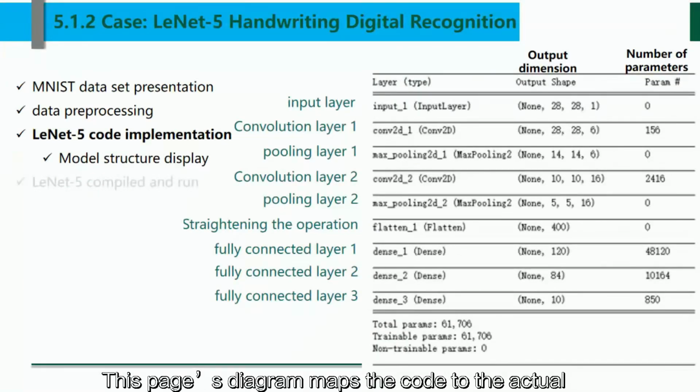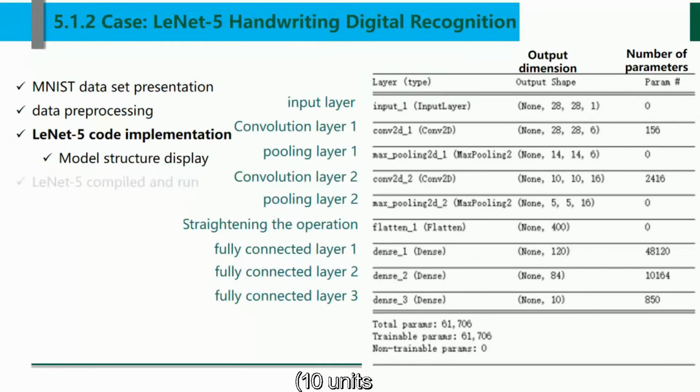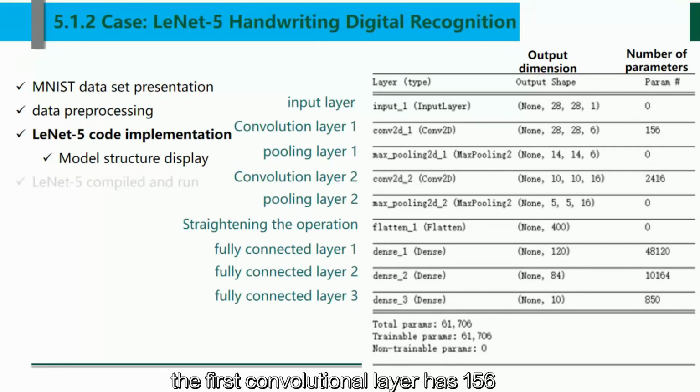This page's diagram maps the code to the actual layer flow. Input layer, convolutional layer 1, pooling layer 1, convolutional layer 2, pooling layer 2, flattening, fully connected layer 1, 120 units, fully connected layer 2, 84 units, fully connected layer 3, 10 units, output. Through model.summary(), we can check each layer's output dimension and number of parameters. For example, the first convolutional layer has 156 parameters, 5 multiplied by 5 kernel multiplied by 6, plus 6 biases. This helps us confirm the model is built correctly.